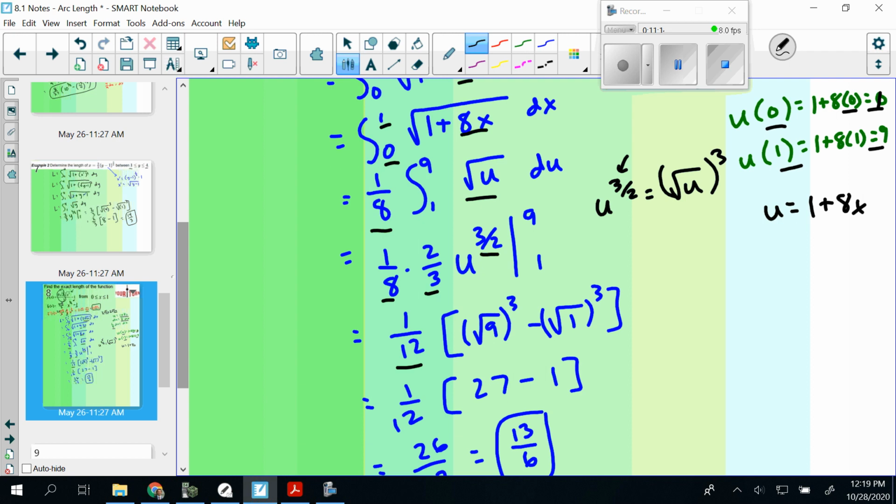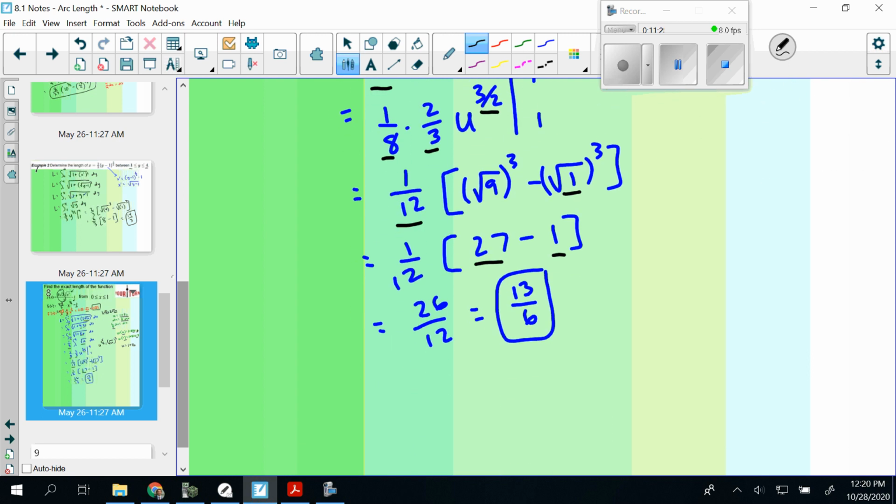So if you go through and do that now, the square root of 9 is 3. 3 to the third power is 27. Square root of 1 is 1. 1 to the third power is 1. Keep simplifying, and you should have gotten an exact answer of 13/6 if you did it correctly.